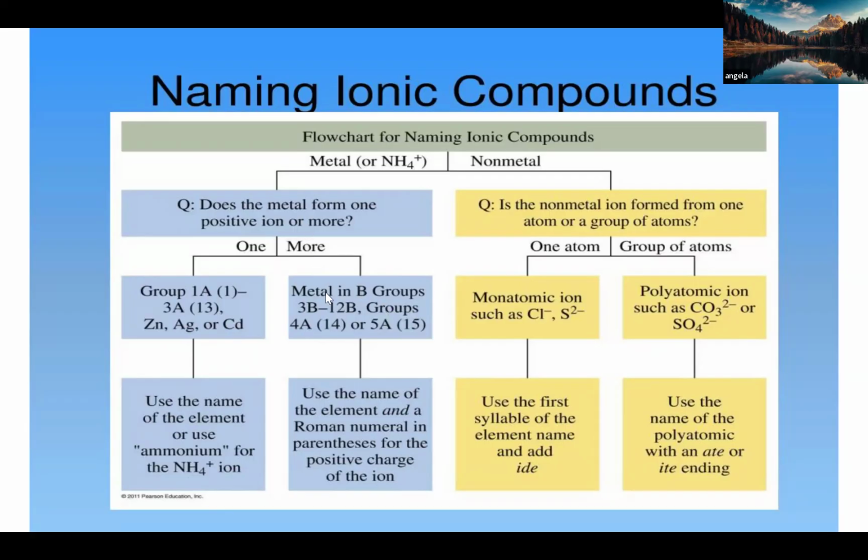If it's got more, then you're going to have the metals in the B groups, and you're going to use the name of the element and the Roman numerals. So remember the Roman numerals, like number 2, number 3, number 4, however, to give us what the charge is.